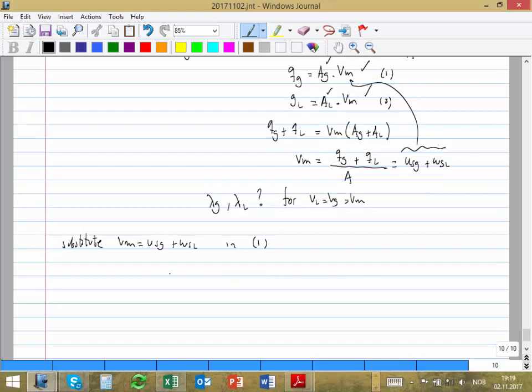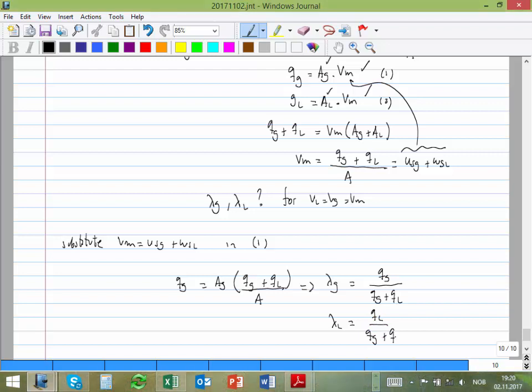And then we end up with QG equal to AG times (QG plus QL) over A. And that is equal to this famous lambda G that we wanted, which is equal to QG over (QG plus QL), and for the liquid it will be the same. Lambda L, the no-slip holdup of the liquid, is equal to QL over (QG plus QL).